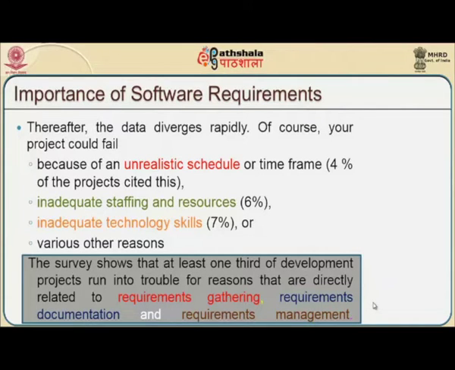Your project could fail because of unrealistic schedule. As I have already indicated, unrealistic schedule means I can think of all the requirements which my customer has given and say that this development could take a minimum of 2 years. But this 2 years gap can fetch out so many products, such products into the same domain.